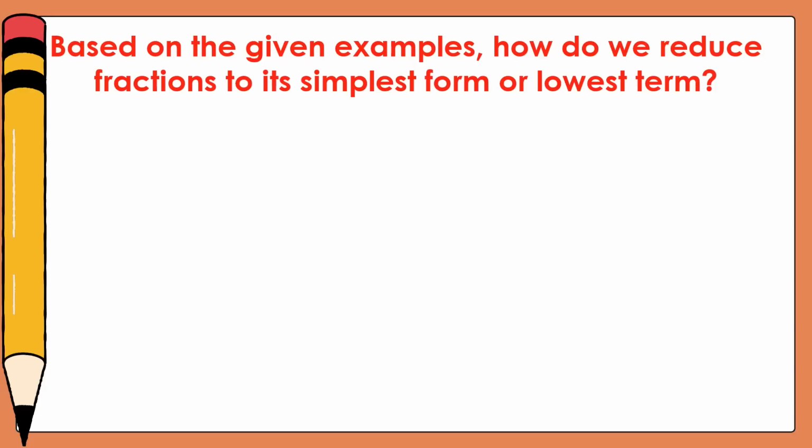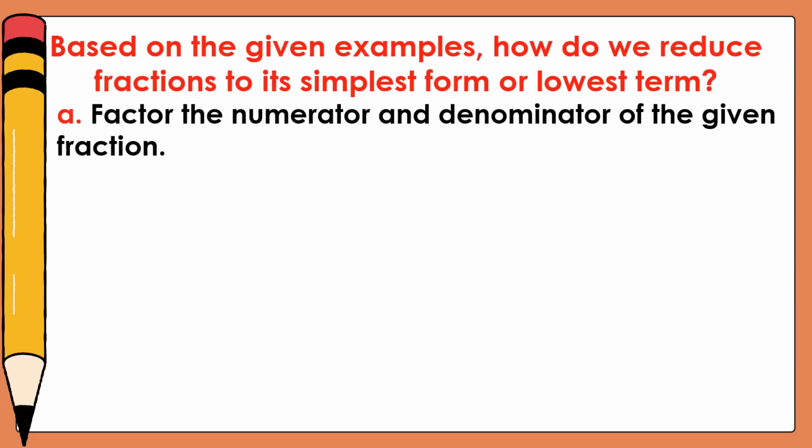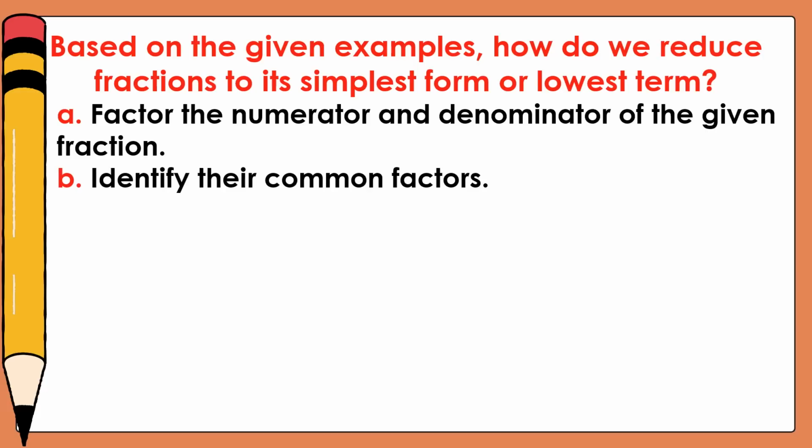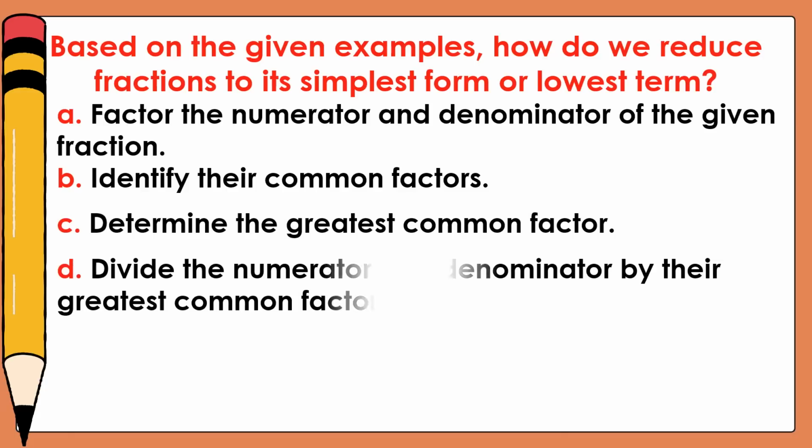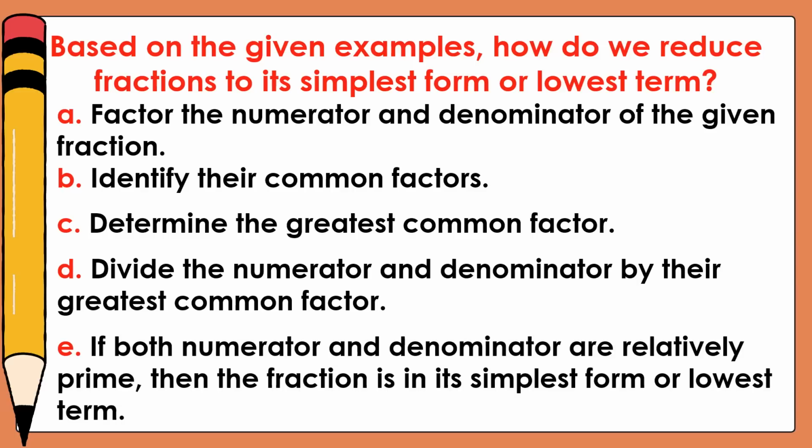Based on the given examples, how do we reduce fractions to its simplest form or lowest term? A. Factor the numerator and denominator of the given fraction. B. Identify their common factors. C. Determine the greatest common factor. D. Divide the numerator and denominator by their greatest common factor. And letter E. If both numerator and denominator are relatively prime, then the fraction is in its simplest form or lowest term.